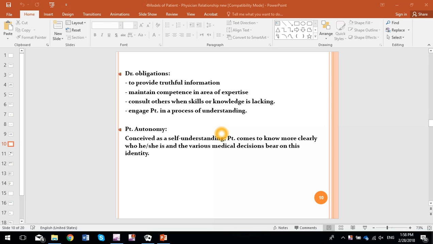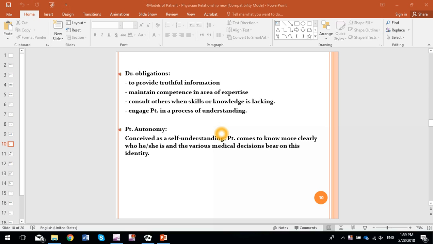What are the physician's obligations? Again, similar to the previous model, he has to provide truthful information. He has to maintain competence in his area of expertise, and he has to consult others when skills or knowledge is lacking. An added obligation over the informative model is that the physician is obliged to engage the patient in the process of understanding. He goes beyond the disease state or the physical illness of the patient, and engages in discussion with the patient in the process of understanding the patient's values.